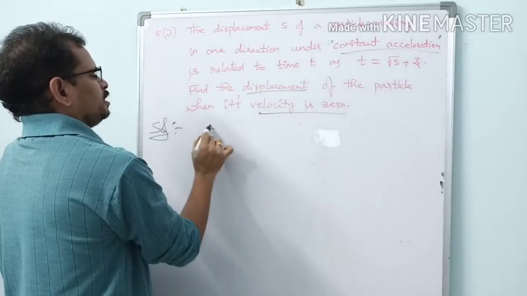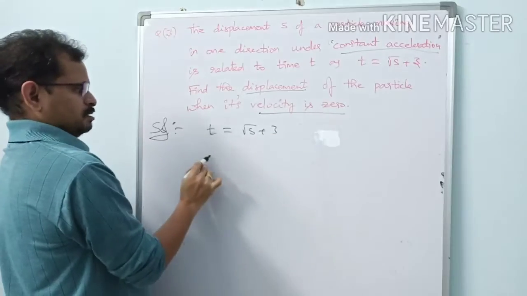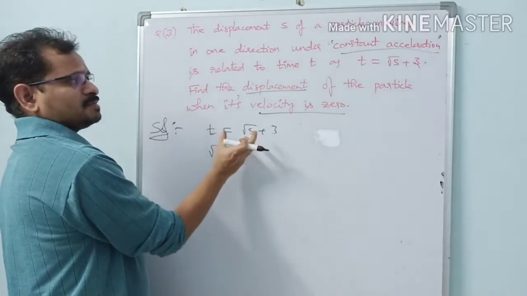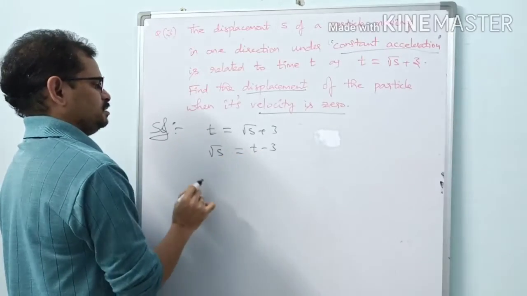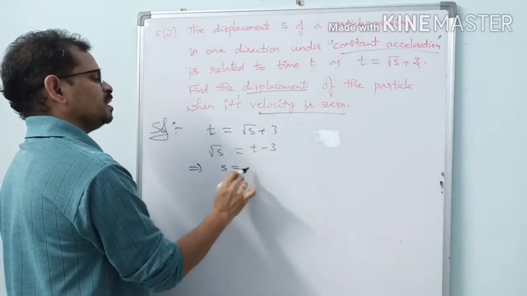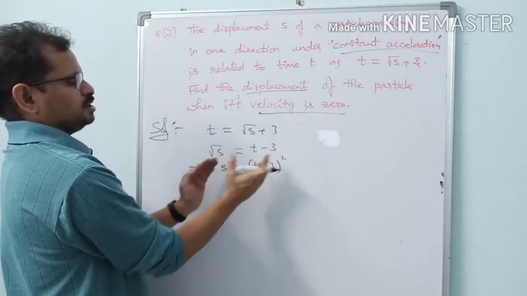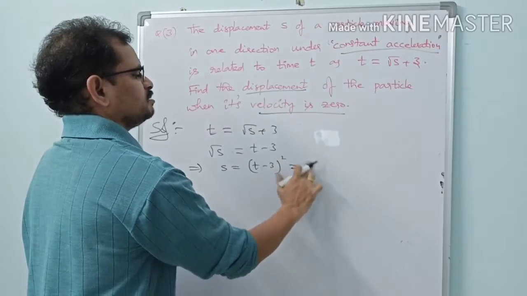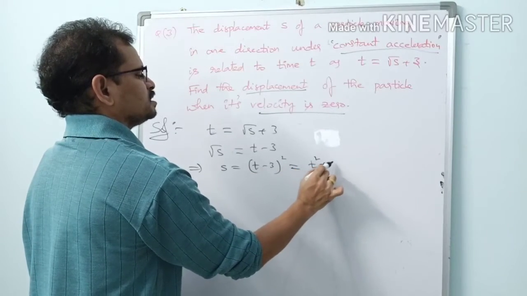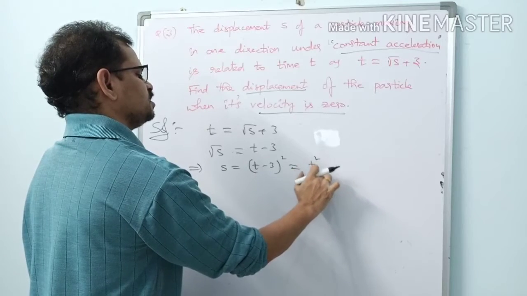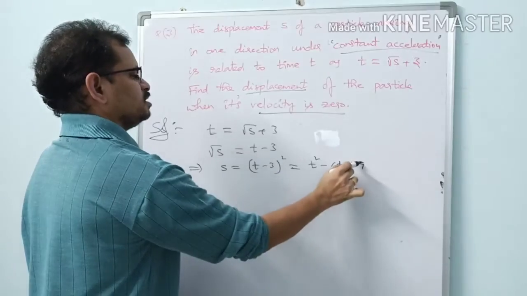So now t equal to root s plus 3. Let us express this displacement in terms of time t. So root s equal to t minus 3. This implies s equal to t minus 3 whole square, squaring on both sides. So what is t minus 3 whole square? t square minus 6t plus 9. Expanding this one, we got this.